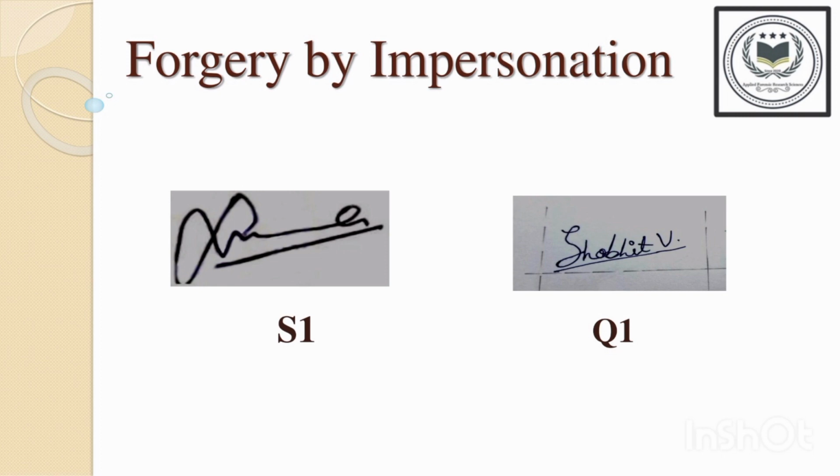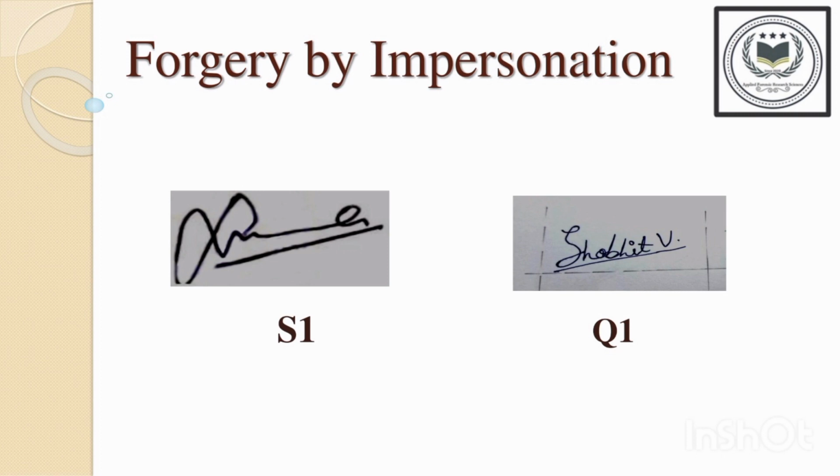Now, the second one, that is forgery by impersonation. In this type of forgery, the forger does not know the other person's exact signature or writing, but he or she writes in a modified manner by his or her own ability and imagination, representing him or herself as that person. The forger may just write the name and signature of the other person in his or her own writing without even knowing the style of the particular person's writing.